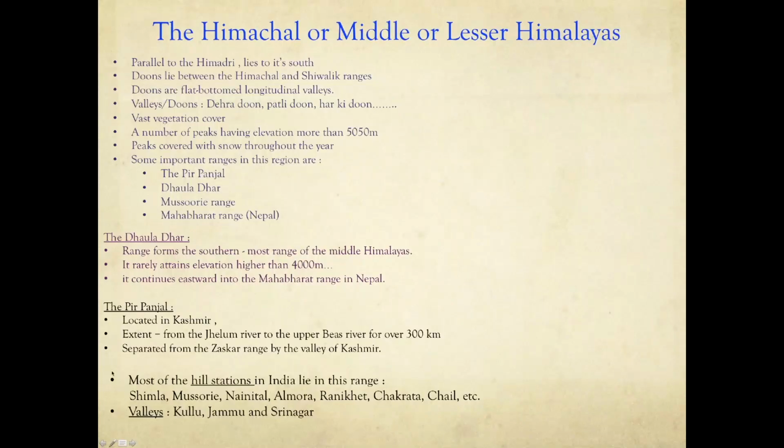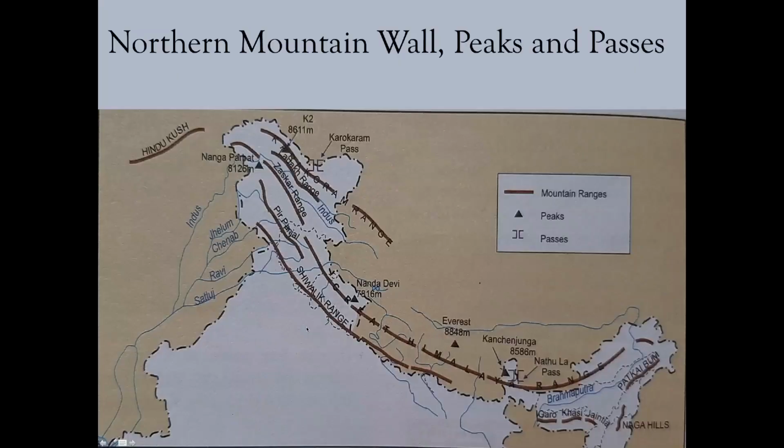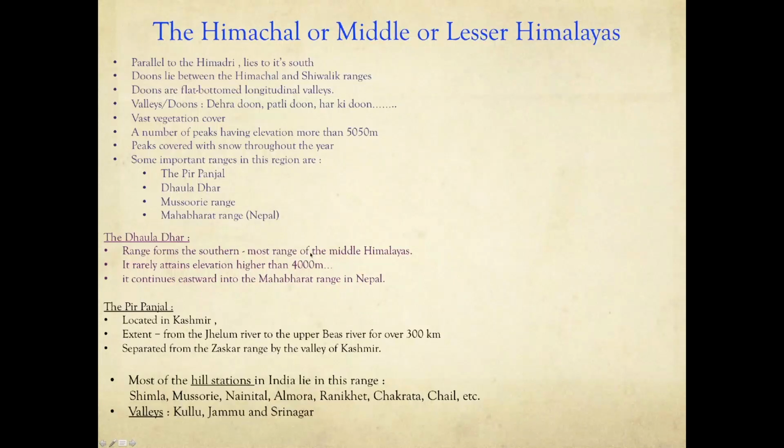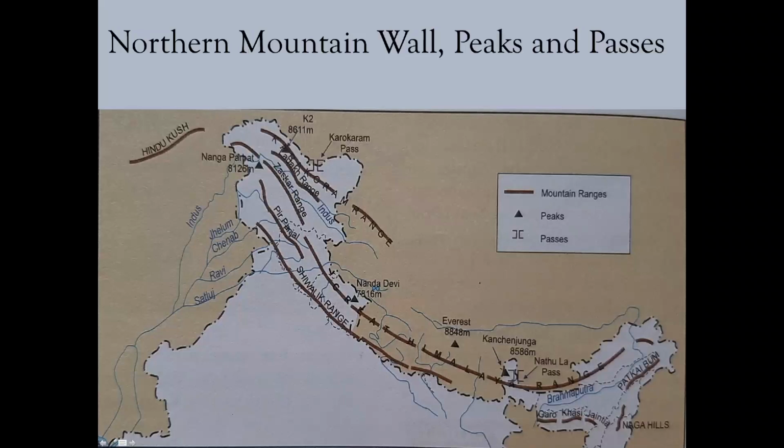Its extent is from the Jhelum River to the upper Beas River, over 300 kilometers. This is Jhelum. From the Jhelum to the Beas, it has an extent of over 300 kilometers. It is separated from the Zanskar range by the valley of Kashmir. This is Zanskar range, this is Pir Panjal. Pir Panjal is separated from Zanskar range by the Kashmir valley that lies in between these two ranges.